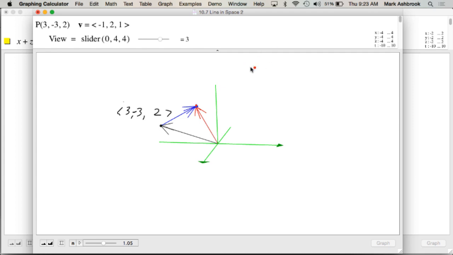So we say that xyz, which is representing every point, this is a variable vector, right? That's every point on a line, can be written as our known point, in this case, 3, negative 3, 2, the vector of that, plus every scalar multiple of the direction vector, which was negative 1, 2, 1.